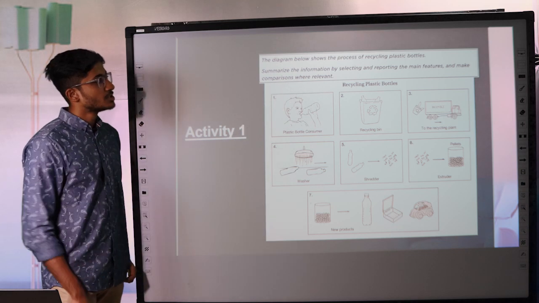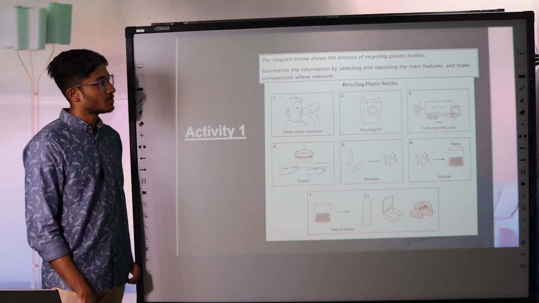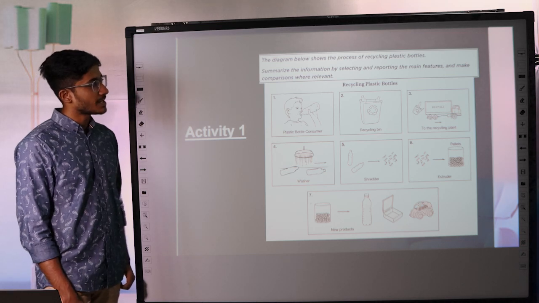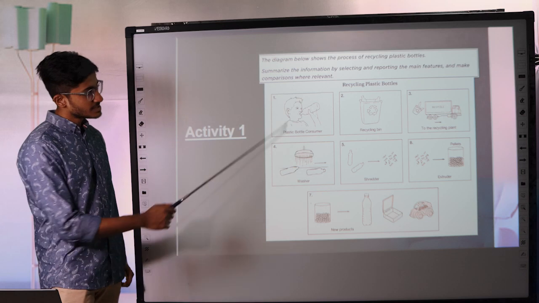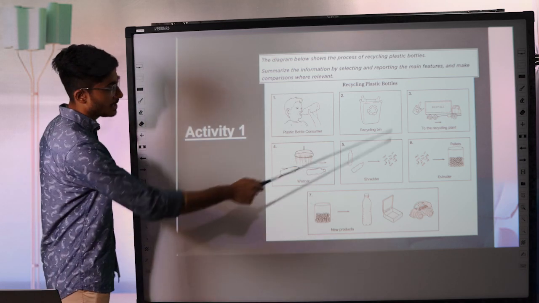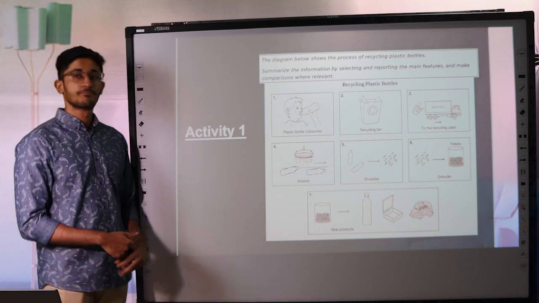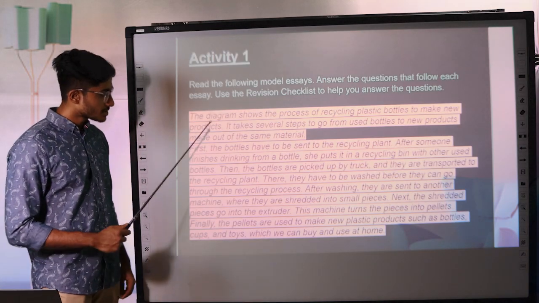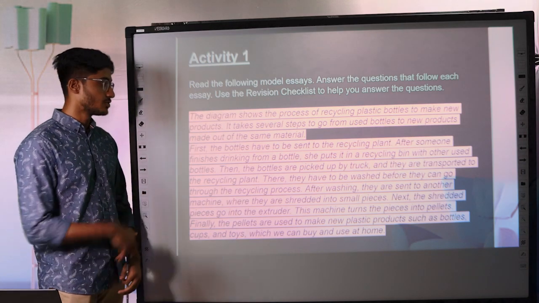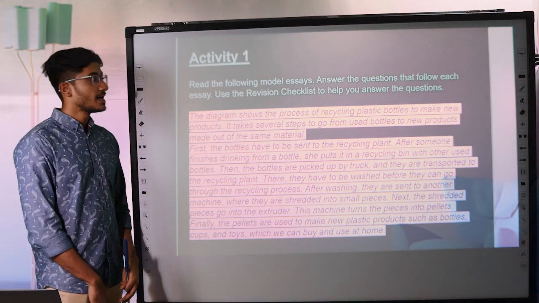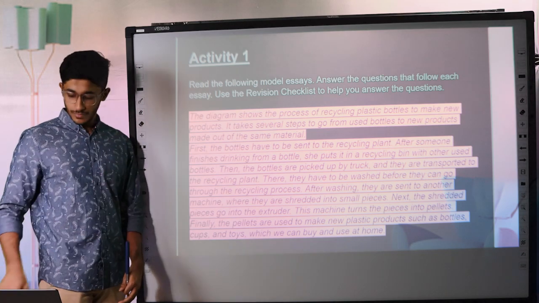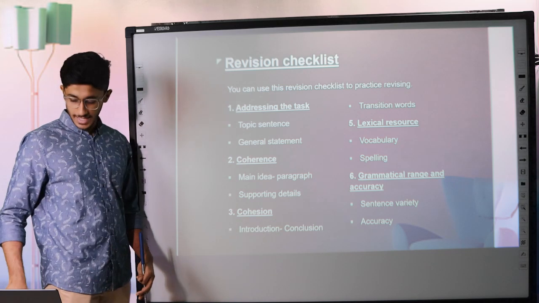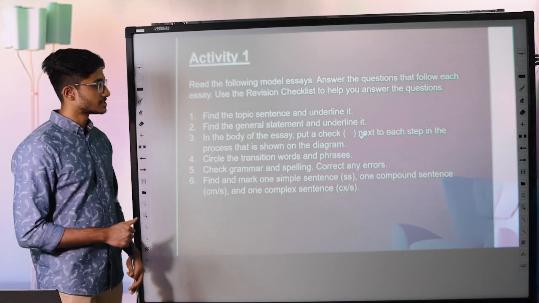The diagram below shows the process of recycling plastic bottles. Summarize the information by selecting and reporting the main features and make comparisons where relevant. So this is the whole task. You can see the steps being numbered. So you go through the picture, you understand the diagram, and then we have this model answer, the model essay. You go through it, you read the essay, and then using the revision checklist that we have given you, you have to basically answer these questions.